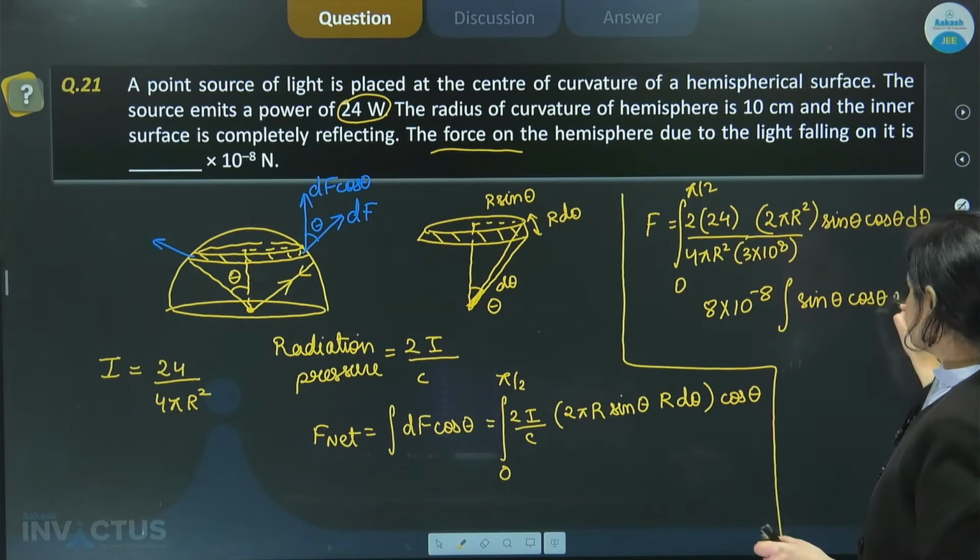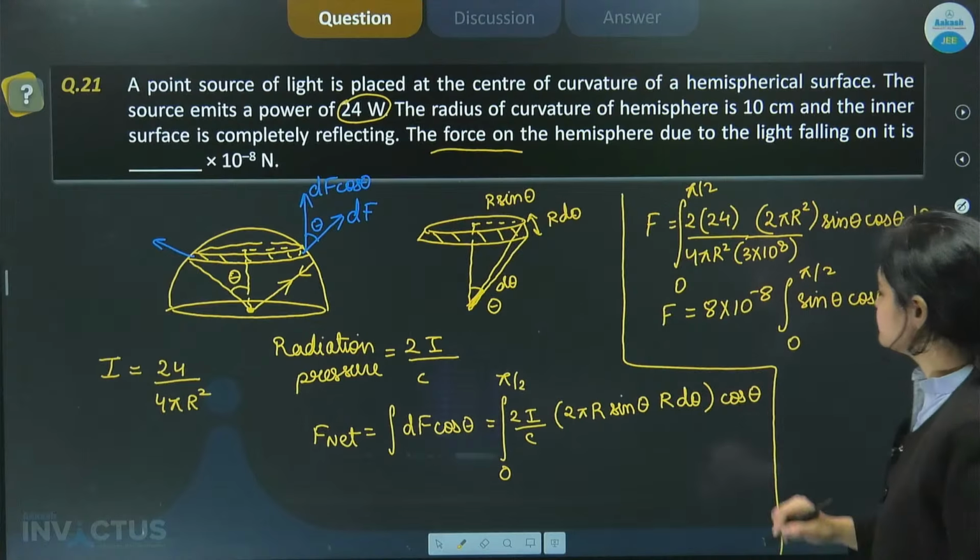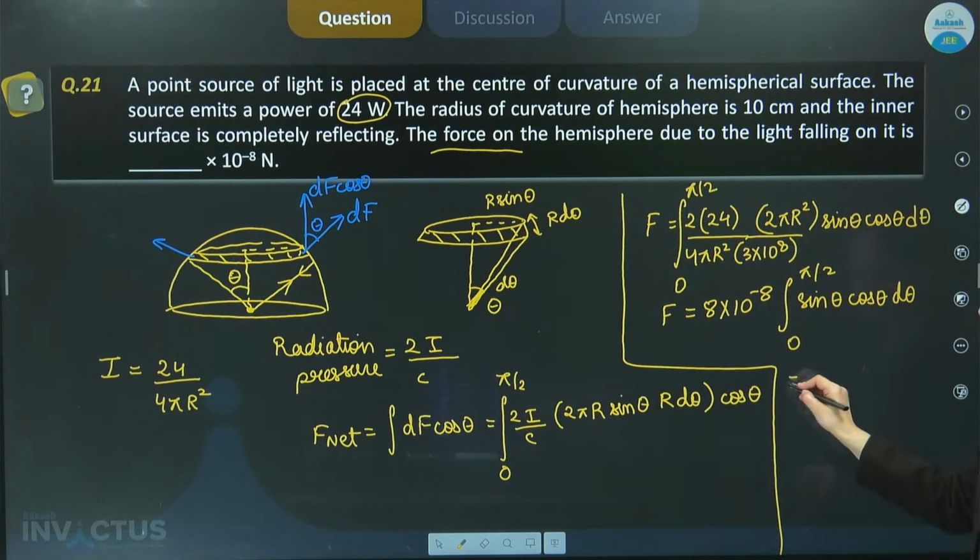Now this integration is going to give you a value of half. So this turns out to be 4 into 10 to the power minus 8 newtons. All right. So we are supposed to find out the value of that, basically the missing value, which is 4. So answer to this question turns out to be 4. All right. Now, next question number 22.